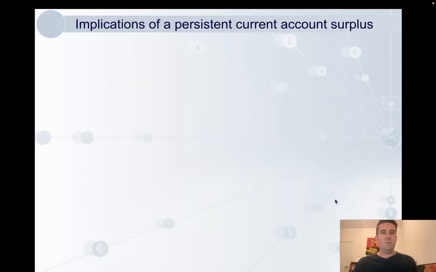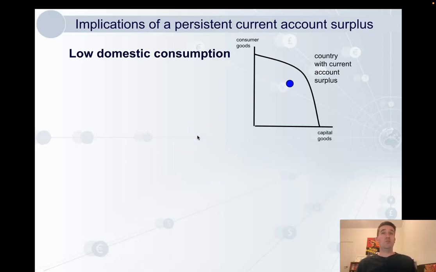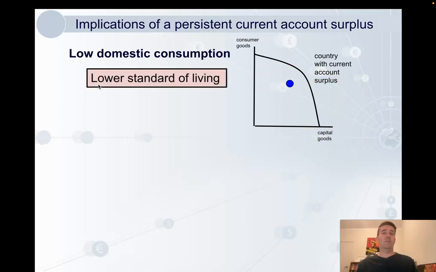All right, onto the persistent current account surplus and the implications of these. We're going to get through all these on the one slide, I reckon. A current account surplus means that a country is producing more than it consumes. We've seen this diagram before. This can mean that a country isn't maximizing their standard of living, because consuming goods and services is part of what increases our standard of living. We can do the things we want to do. We can buy the things we want to buy.